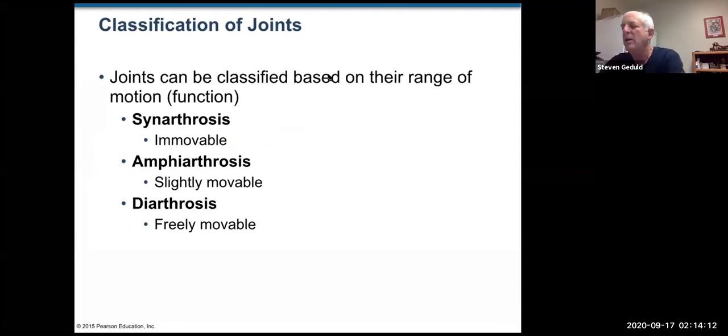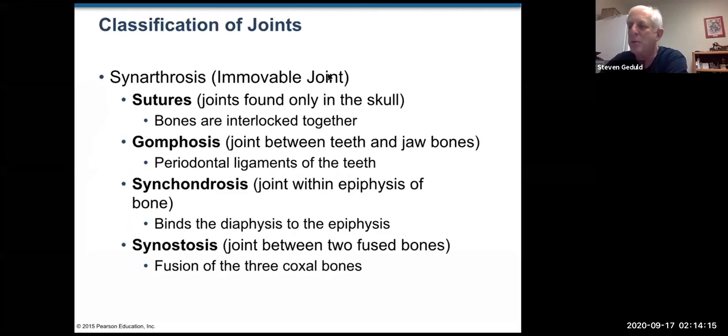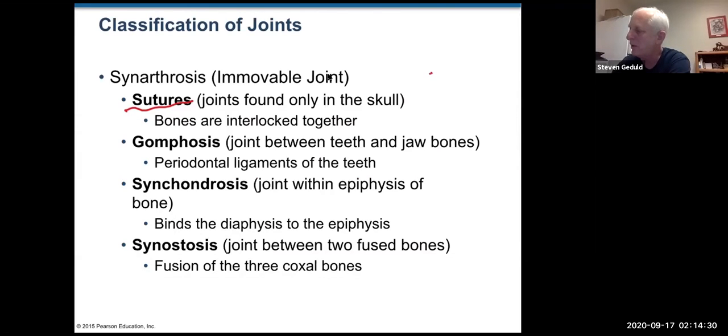Synarthroses are immovable joints. One of them is the sutures, like we just said, found only in the skull, where bones are interlocked together. They have an appearance like a puzzle shape, and they lock in and fit into each other. Then you have a gomphosis joint. Gomphosis is the joint that holds the teeth into the alveolar process of the mandible or the maxilla. That's an immovable joint.